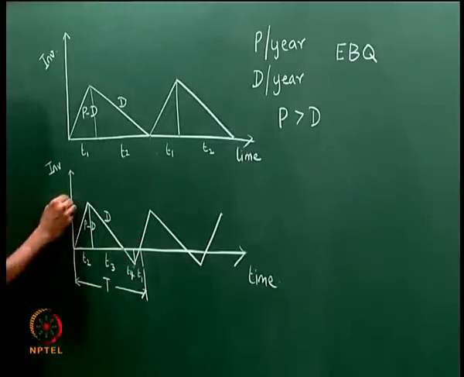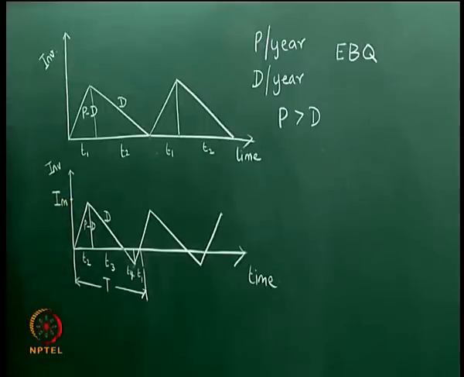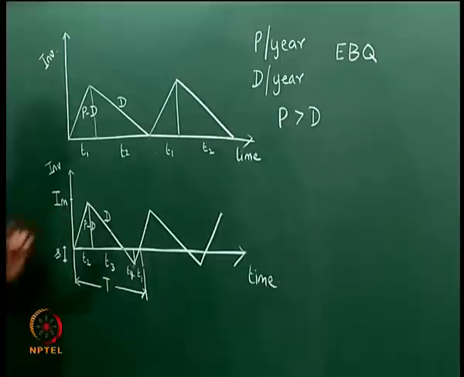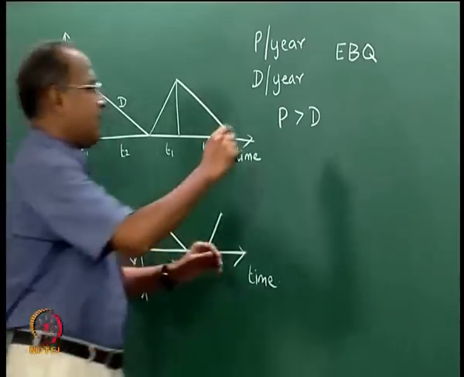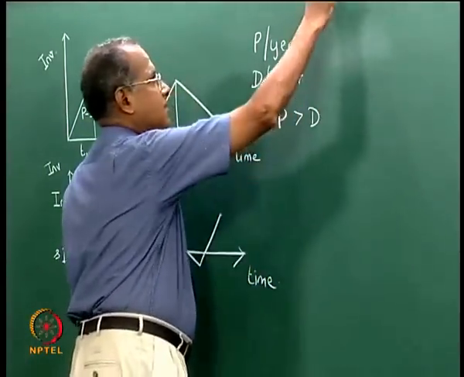We will also define IM as the maximum inventory that we have in this system, and we will define S, which is this height, as the back order that we build in this system. Now let us try and write down the necessary total cost equation for this.